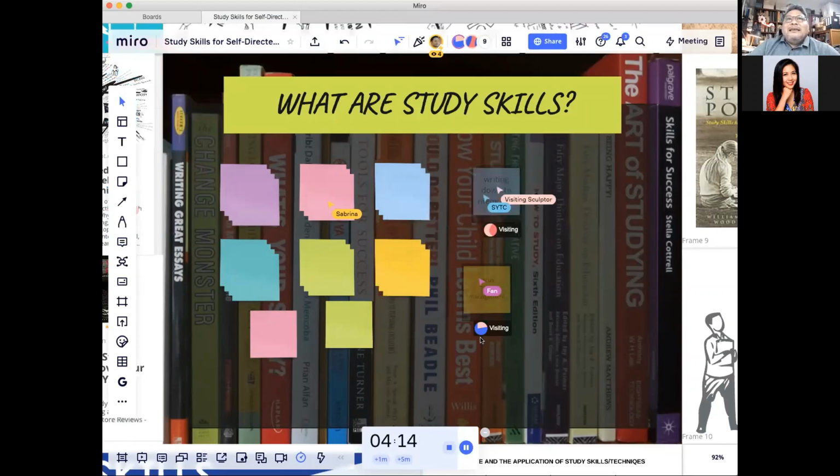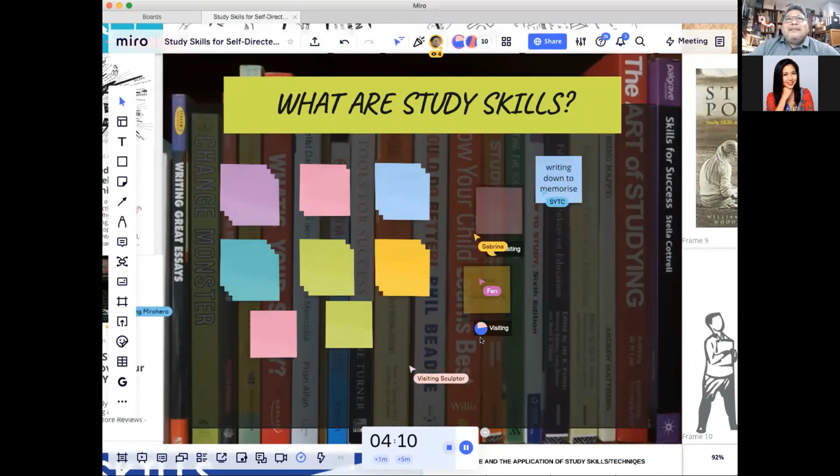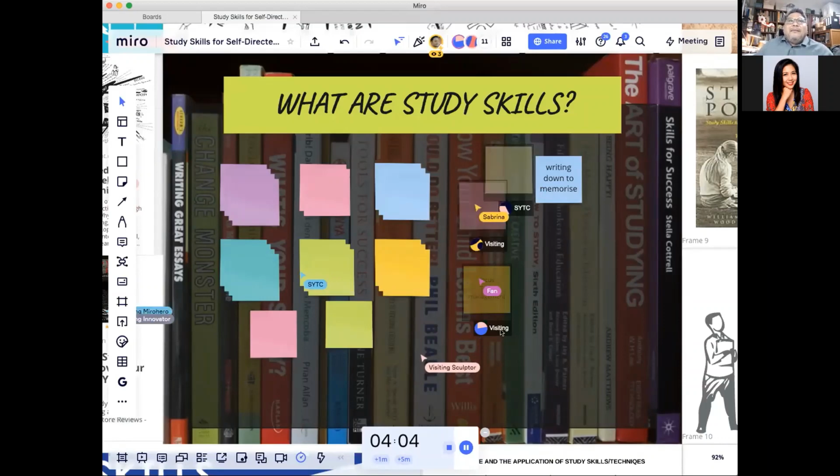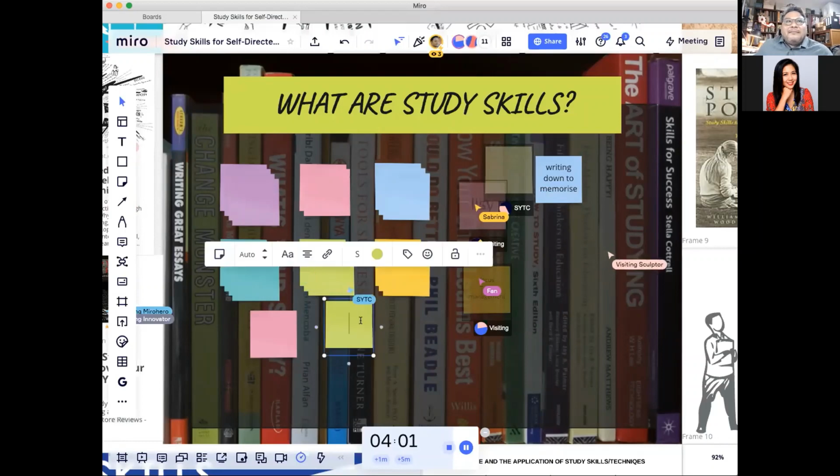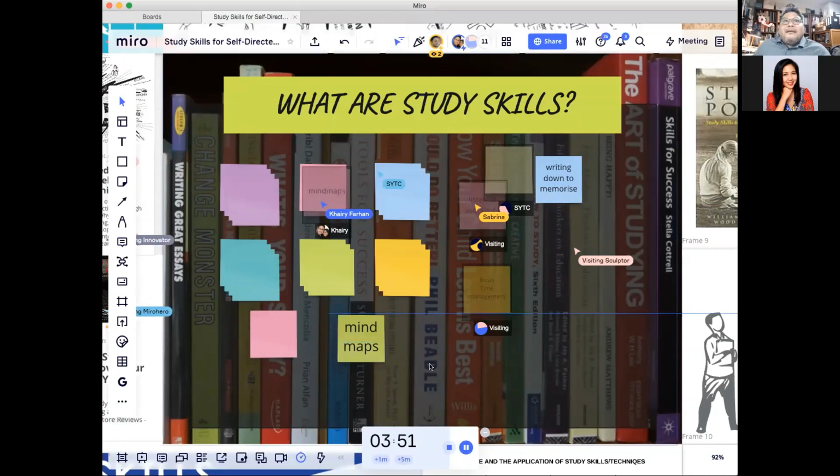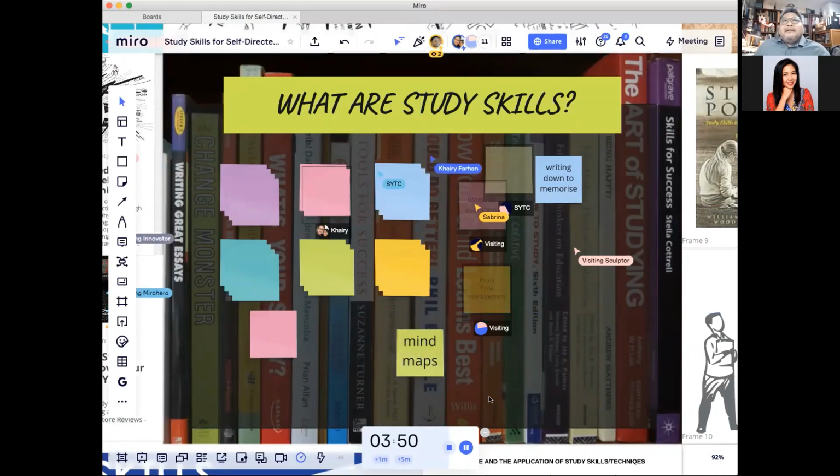It's good to see people coming in to share what they thought it is. Yes, mind maps. Maybe I could put that in.